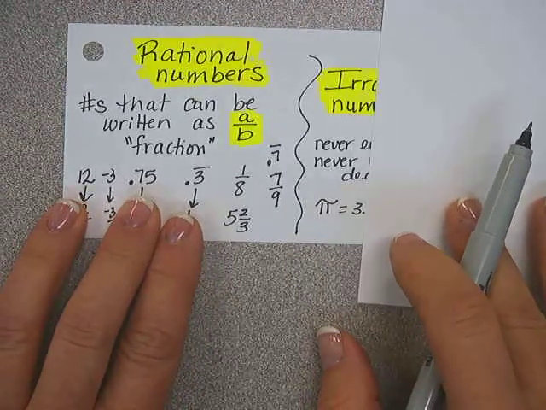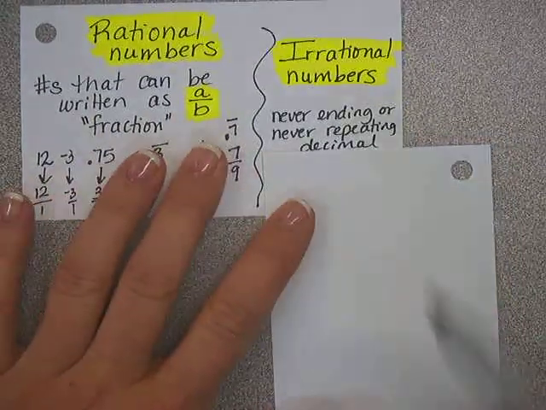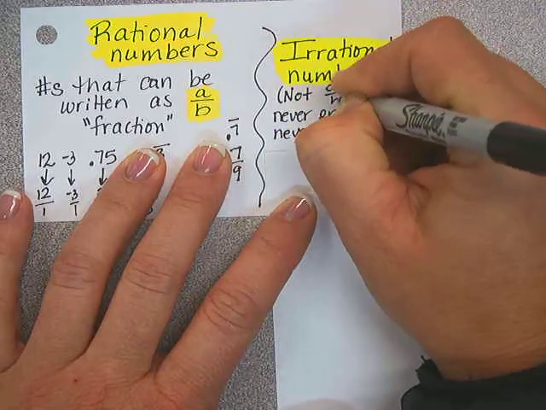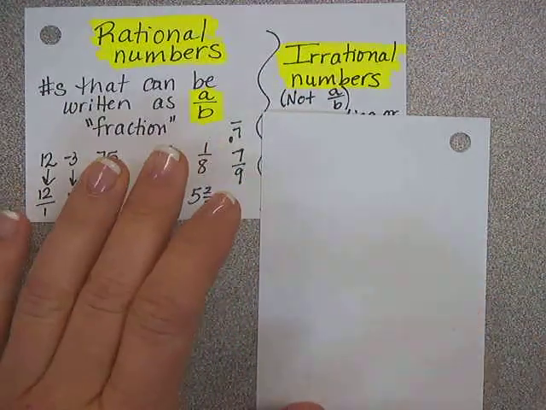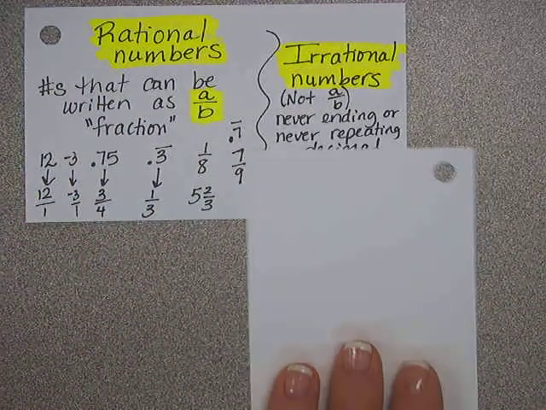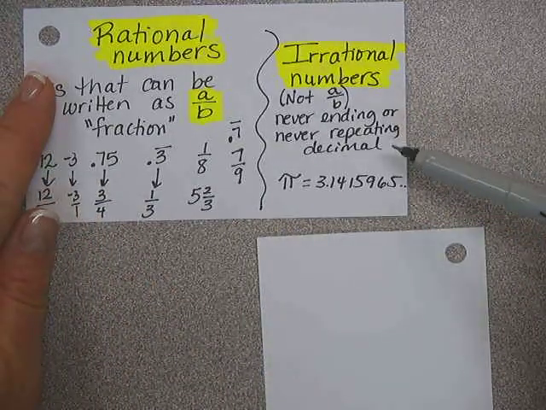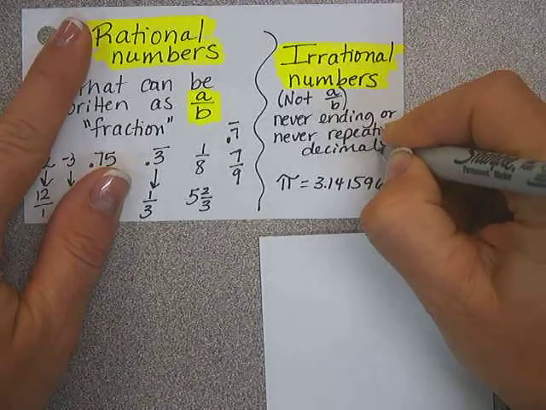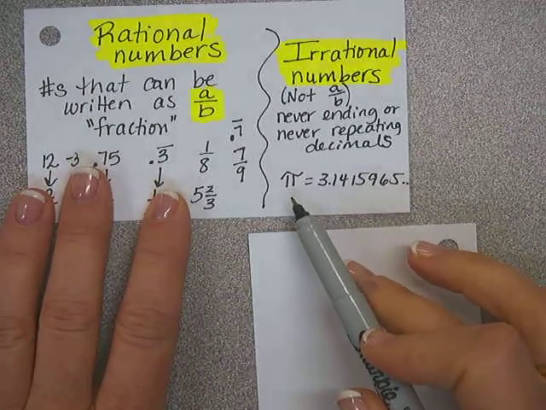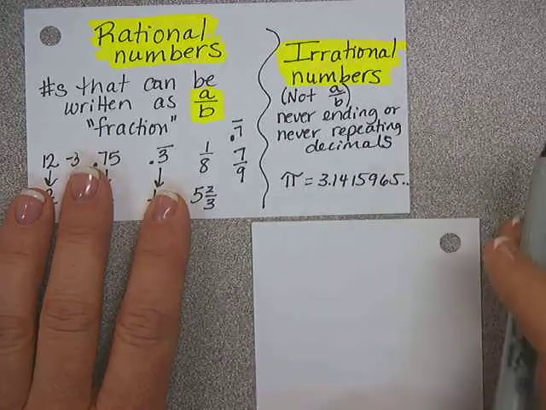So the opposite of rational is if we put the prefix IRR in front of it. Irrational means cannot be written as a fraction. It cannot be written in the form of A over B. And the only things that cannot be written as a fraction are never ending or never repeating decimals. And the one that you're most familiar with is the number pi. Pi is the most famous irrational number. It never repeats, it never ends.